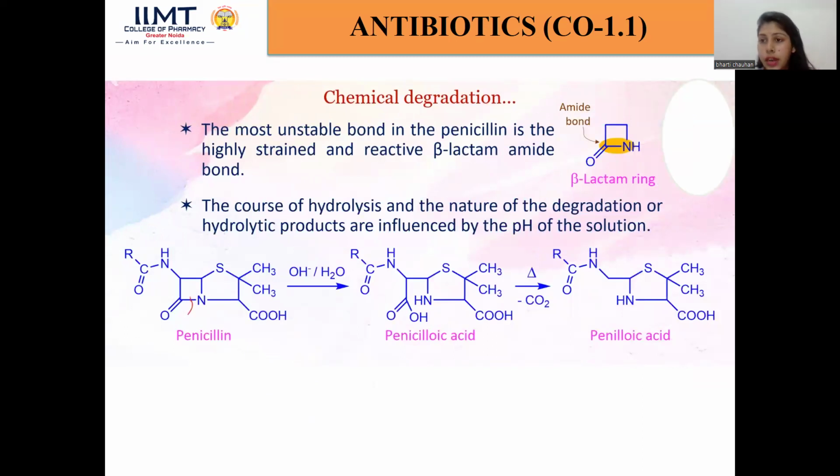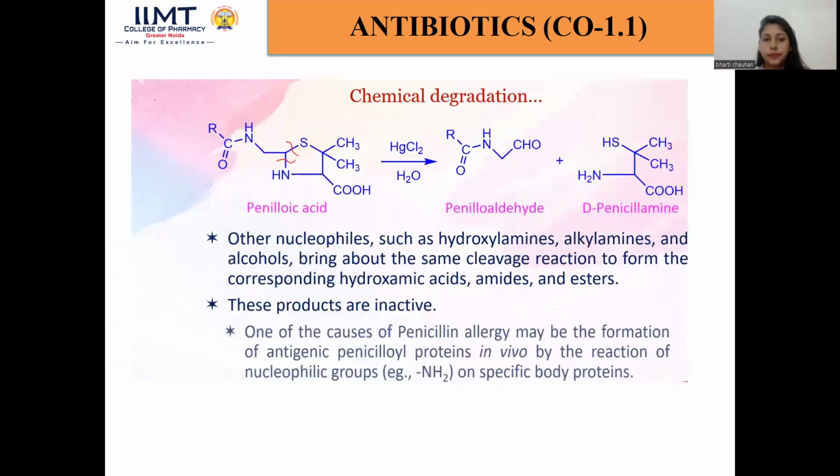Also, when we do the hydrolysis of penicillin, it forms penicilloic acid. Further, by decarboxylation of the penicilloic acid and providing heat, it produces penilloic acid. Further, when we do the hydrolysis of penilloic acid, it forms penilloaldehyde and D-penicillamine.